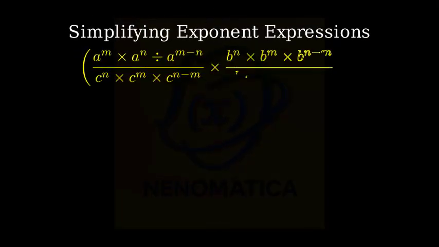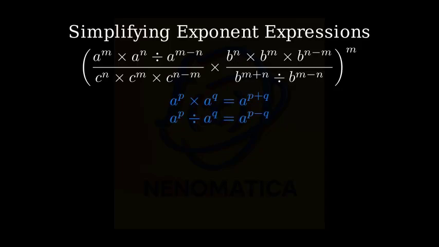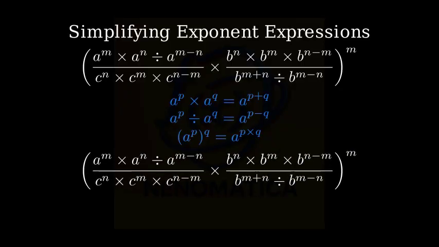Let's take a look at the expression we need to simplify. Before we start simplifying, let's review the key rules of exponents that we'll be using. First, when multiplying terms with the same base, we add the exponents. Second, when dividing terms with the same base, we subtract the exponents. And third, when raising a power to another power, we multiply the exponents. Now, let's apply these rules to our expression.